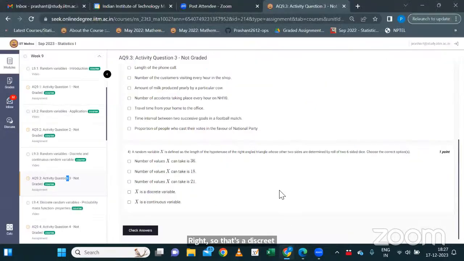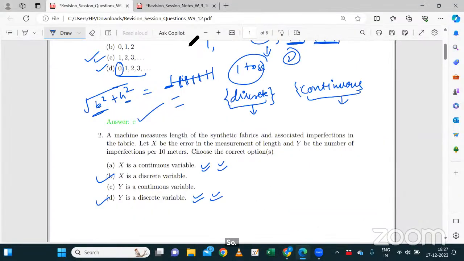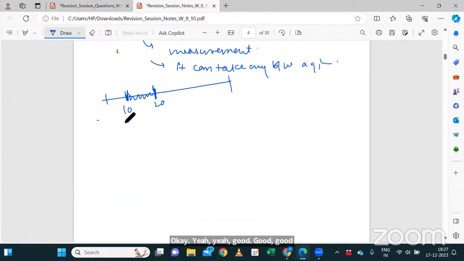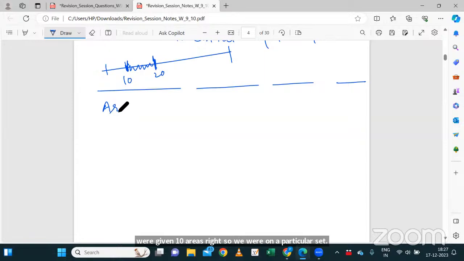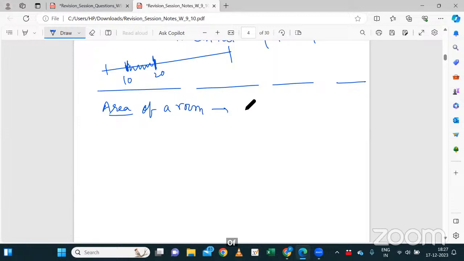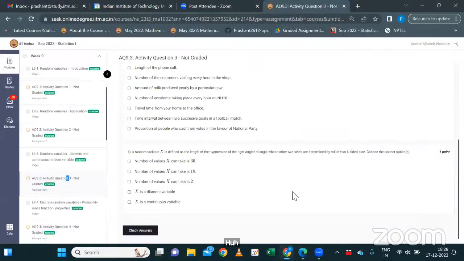Sir, basically the confusion is because in the lecture, in that example, we were given 10 areas, a particular set. Okay, but that area is not about a particular set, it's like the area of a room. Tell me first, will you count or measure it in something like centimeter square? That area thing I get, it's continuous. But for this hypotenuse one, I'm saying this should also be continuous.